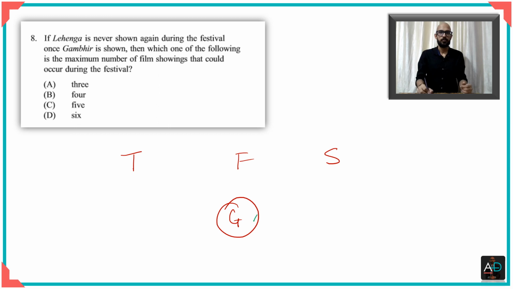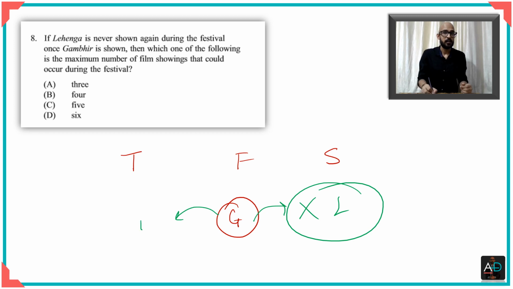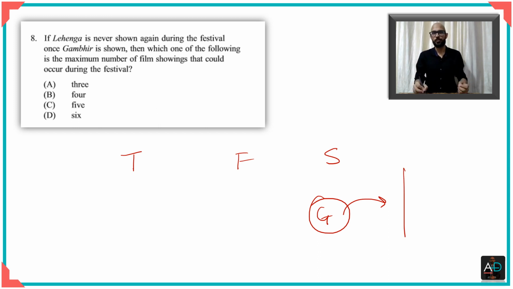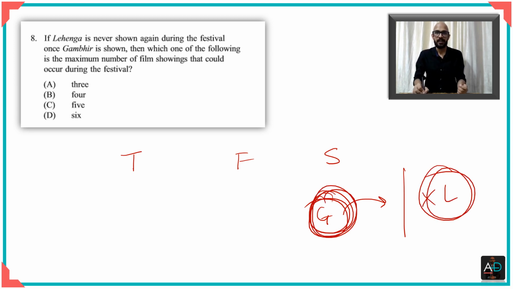That's what that means. What that also means is, let's say for example, if Gambhir is shown on Friday, it means you cannot have lehenga shown on Saturday, but you can have lehenga before it, because it only says that lehenga will not be shown once Gambhir is shown. Similarly, let us say Gambhir is first shown on Saturday. Then there is no day left where lehenga cannot be shown, which means that the effect of showing Gambhir is the least on lehenga. So the effect of showing Gambhir on removing lehenga is the least if it is shown on Saturday. I hope you can understand this point.